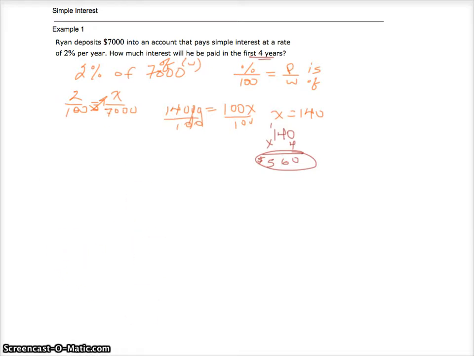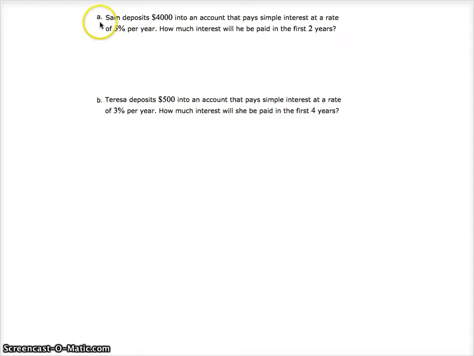Let's look at a couple more examples. In example A, it says Sam deposits $4,000 into an account that pays simple interest at a rate of 5% per year. How much interest will be paid in the first 2 years? Well, since it's 5% per year and $4,000 deposited, I need to think about it as 5% of 4,000.